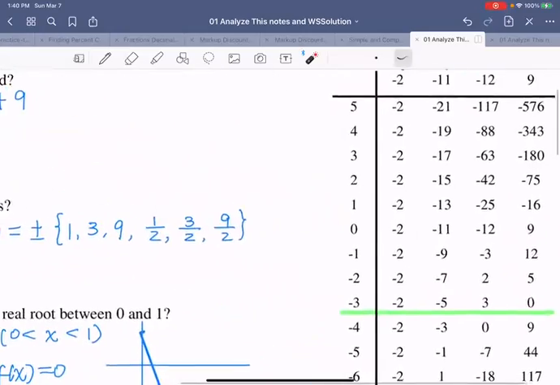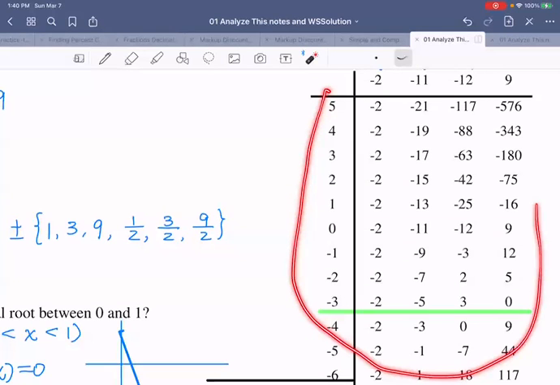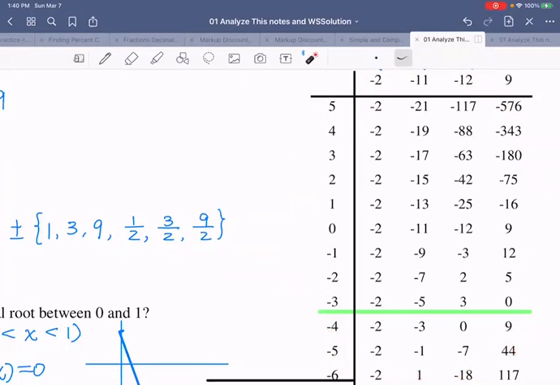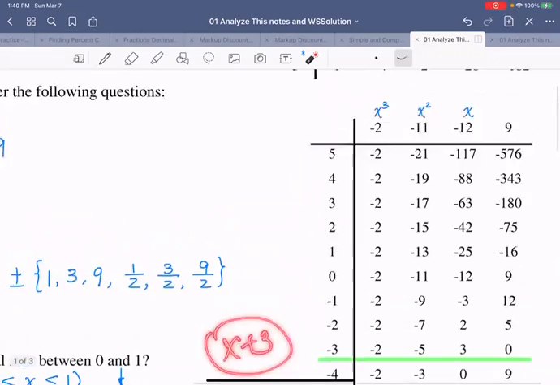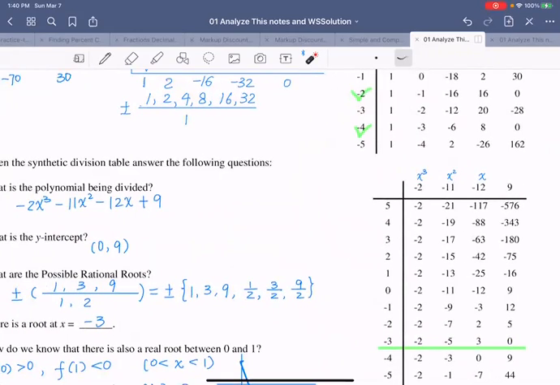Now, based on this table, you find one root over here. This is one of the roots. x is -3 is one of the roots. x plus 3 is a factor of this polynomial. And you might wonder, is this really correct? We can check this by long division.